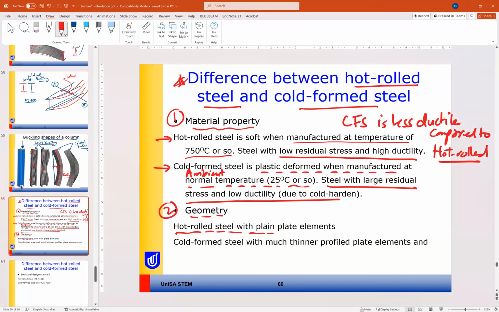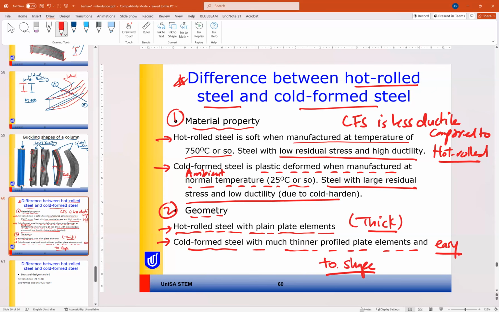Hot rolled steel has plain plate elements and also thick sections or thick elements. For cold formed steel, the profile is much thinner and easy to shape. Okay. So the cold formed steel is much thinner, a maximum of 3 millimeters or 3.2, so it is much easier to shape.